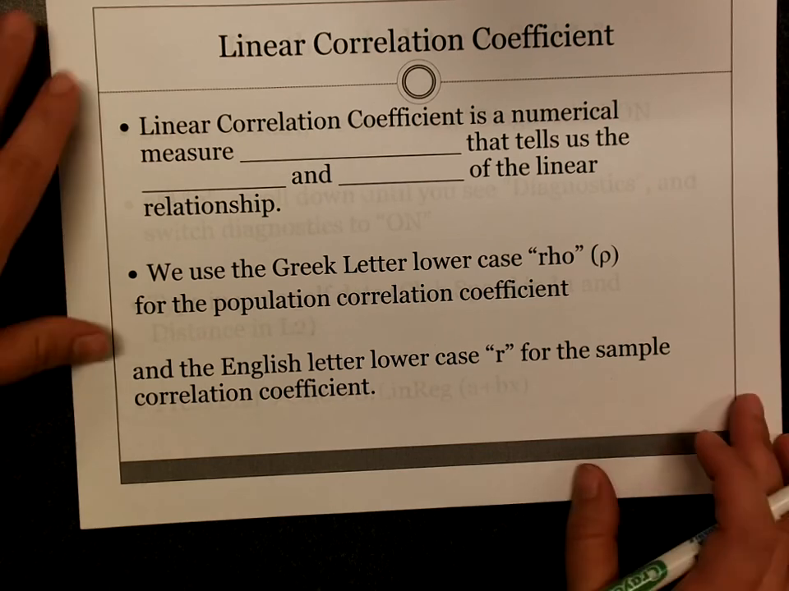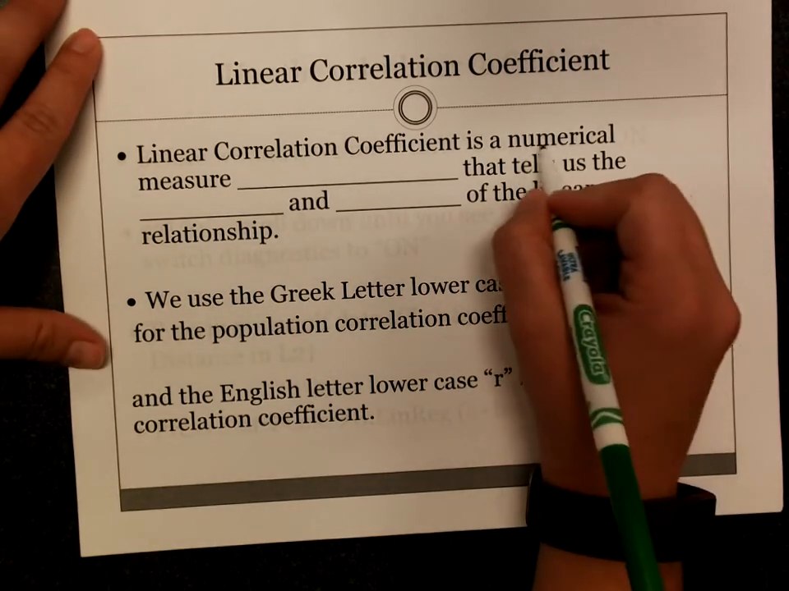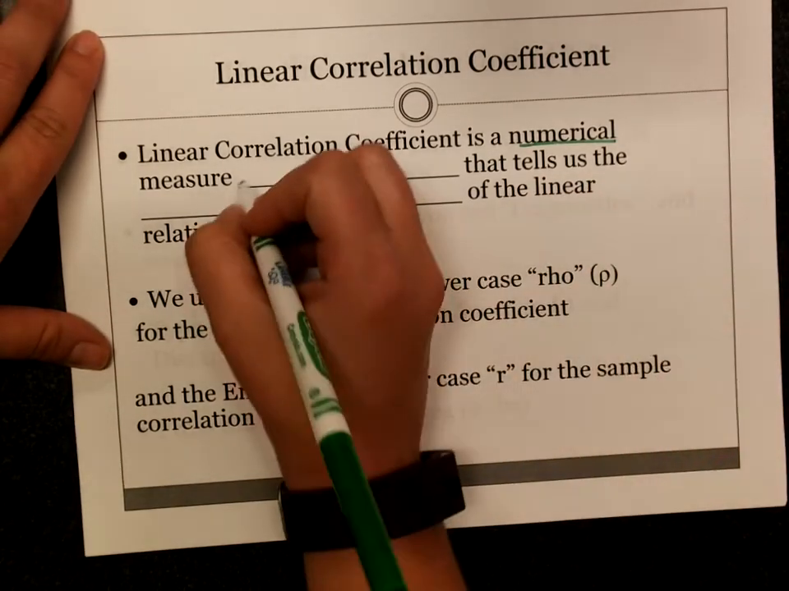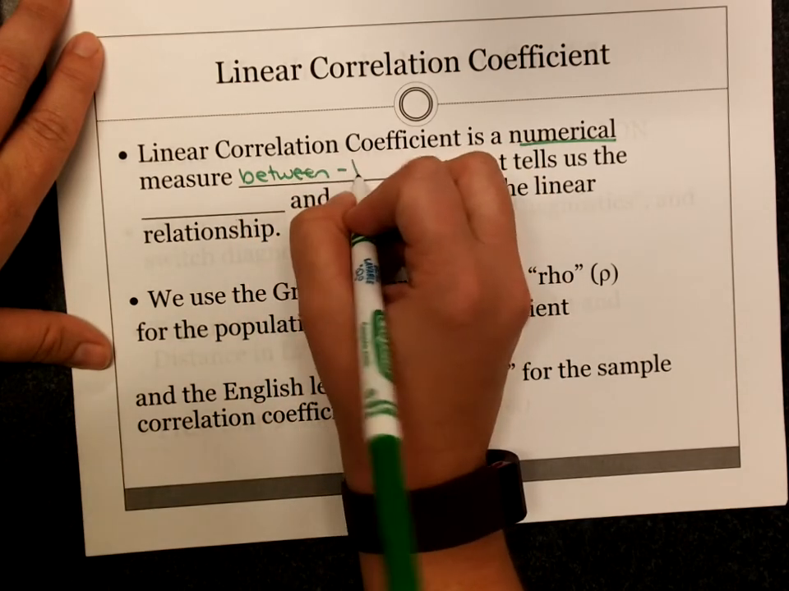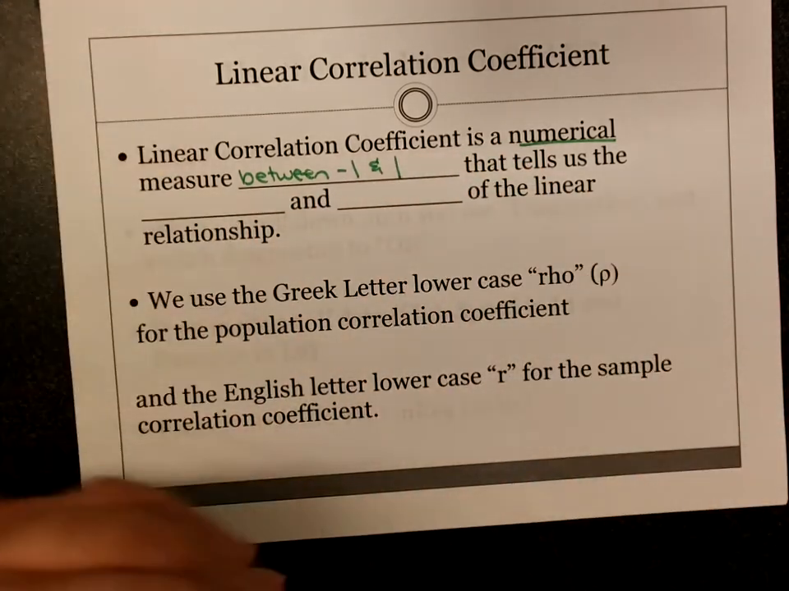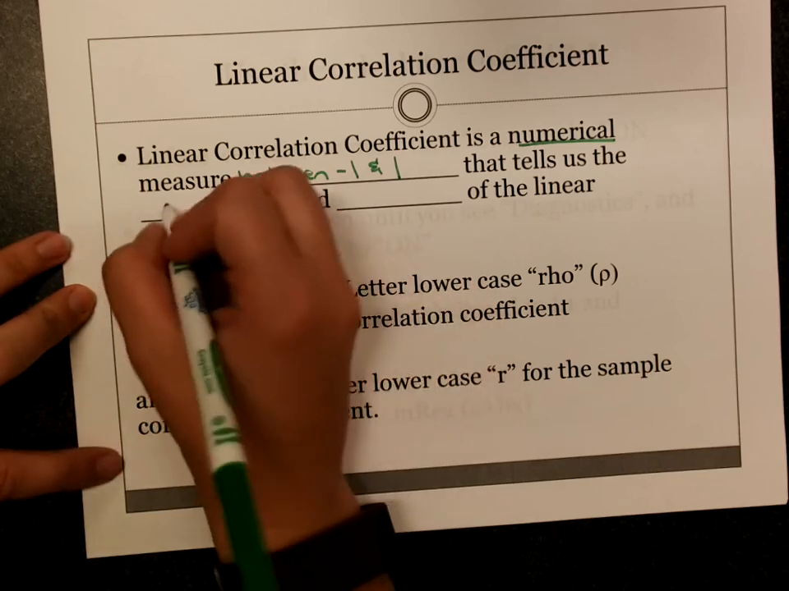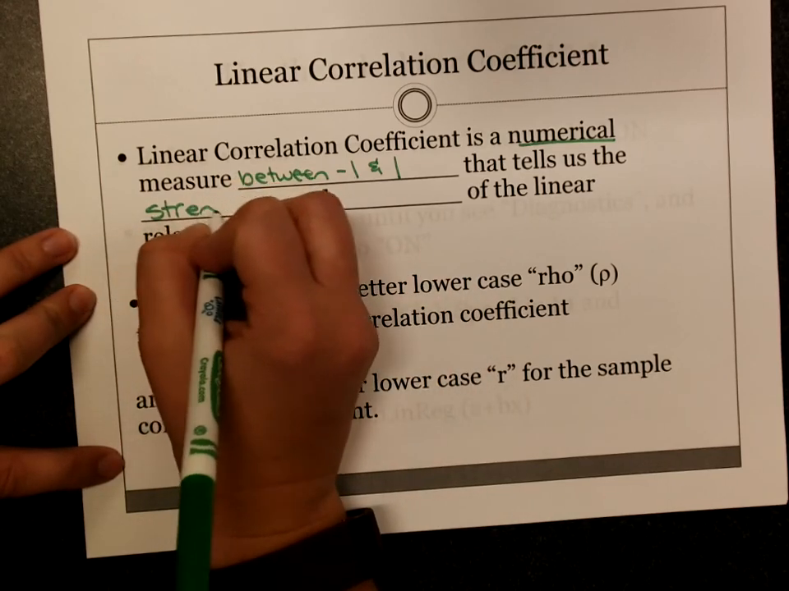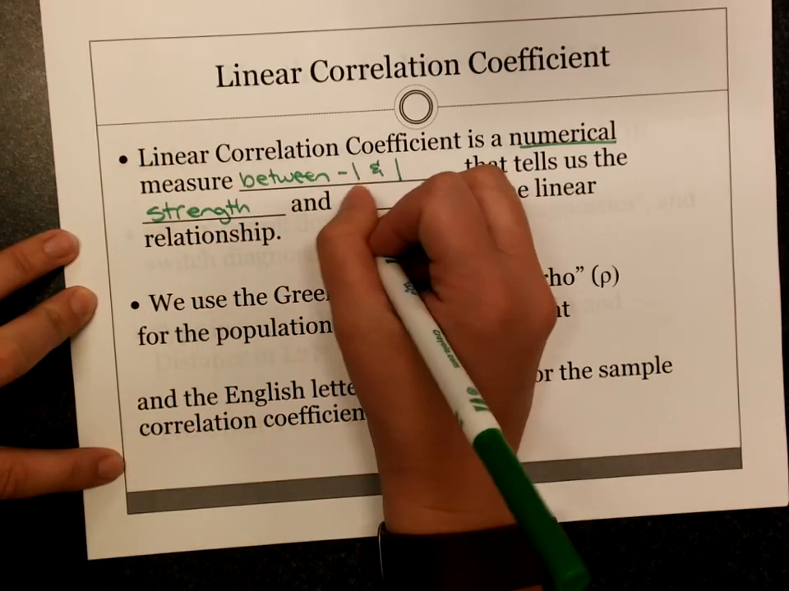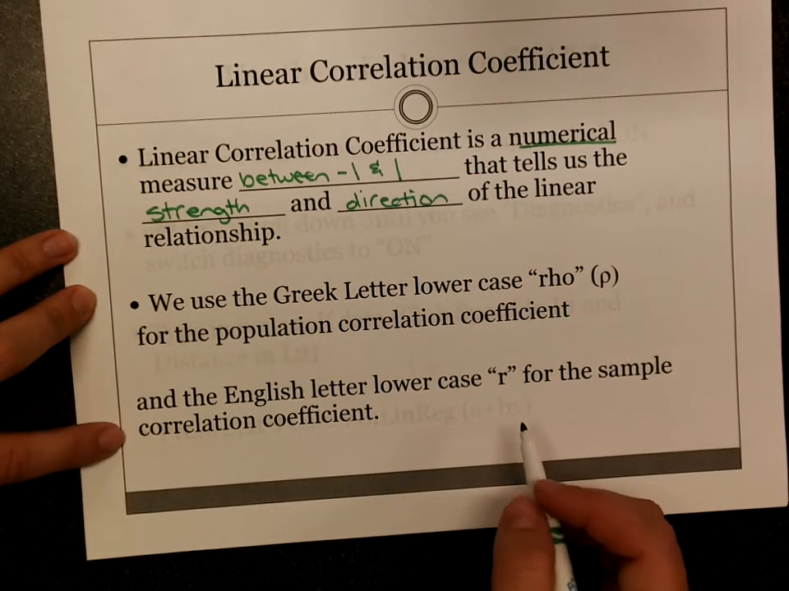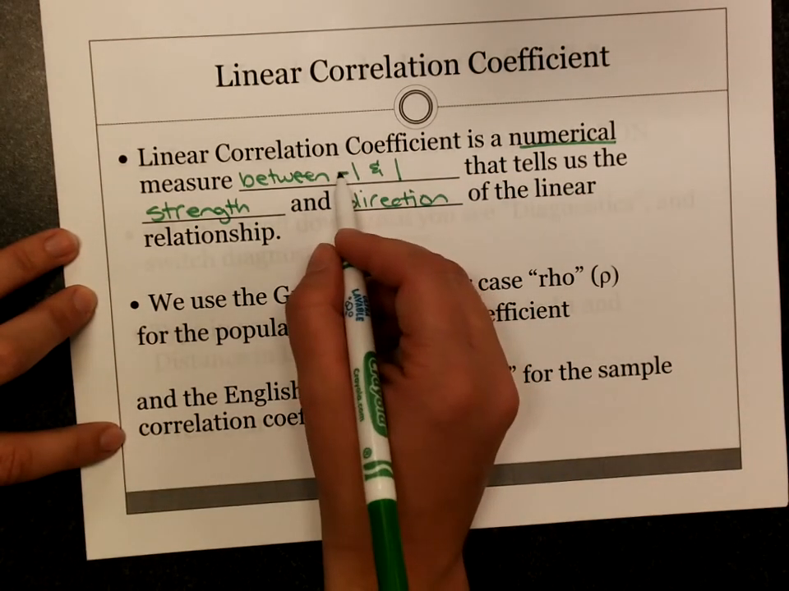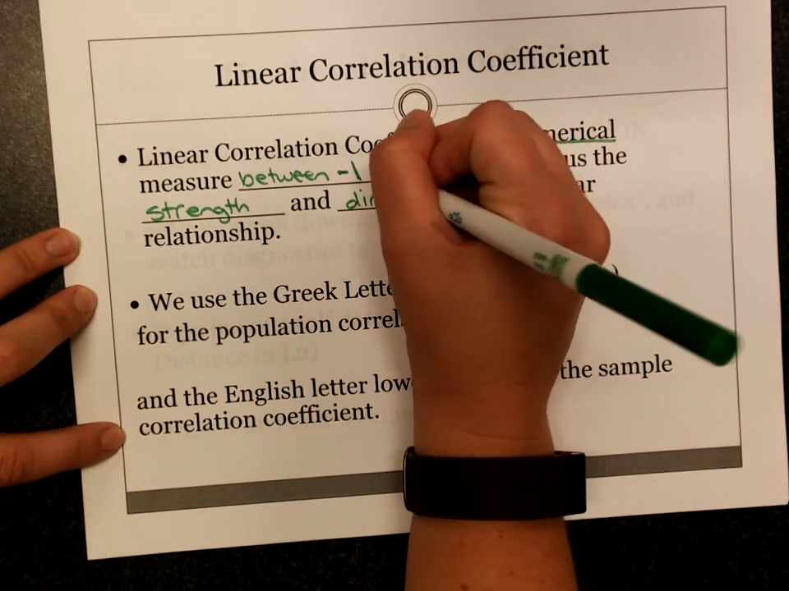All right, so the linear correlation coefficient is a numerical measure. It's going to give us a number between -1 and +1 that tells us the strength and direction of our linear relationship, and it's always between -1 and +1.